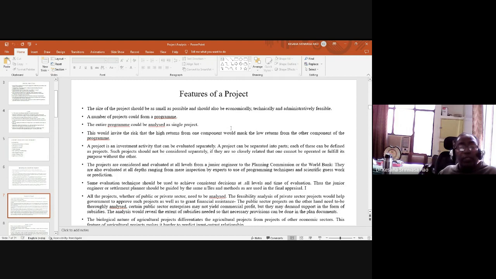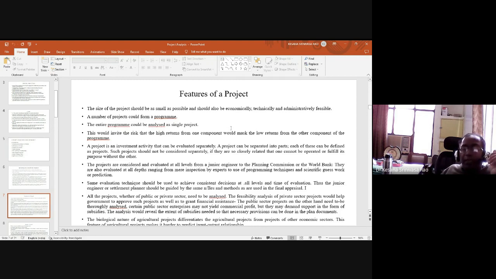The junior engineer or settlement planner should be guided by the same methods as are used in the final appraisal. Ultimately, in the final appraisal you have to systematically see how you have planned and to what extent you have achieved good results while performing those tasks within the stipulated time period to complete your program. All the projects, whether public or private sector, need to be analyzed.